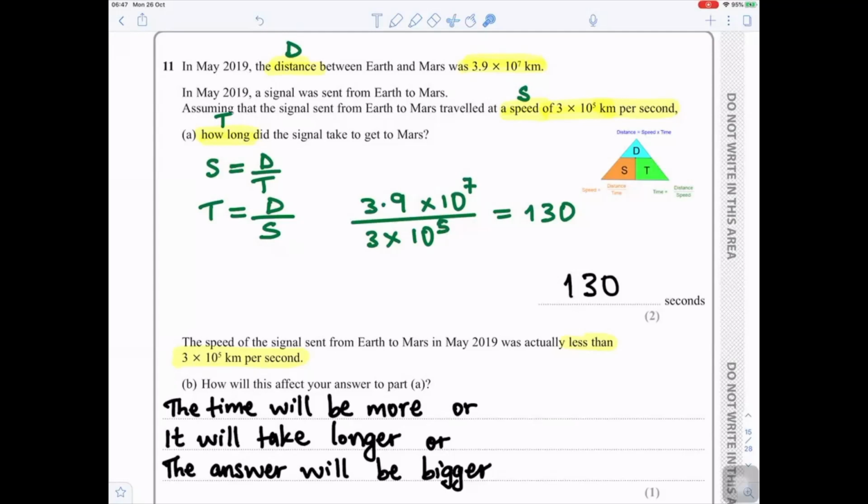How does that happen? It is because if the number underneath is smaller, you're dividing by a smaller number, so you will get the time to be more. You can say the time it will take is longer, and you get a bigger answer.